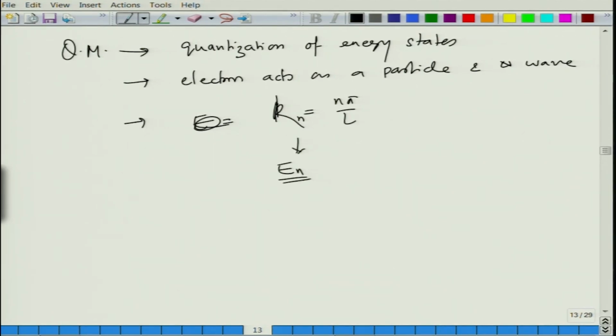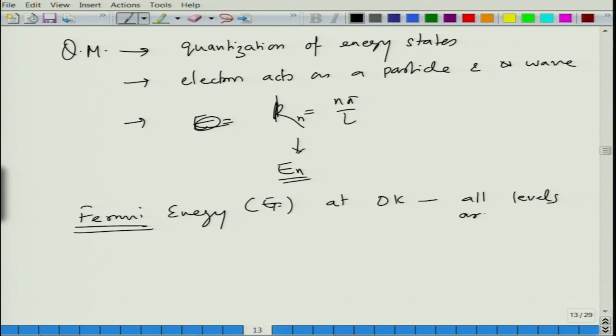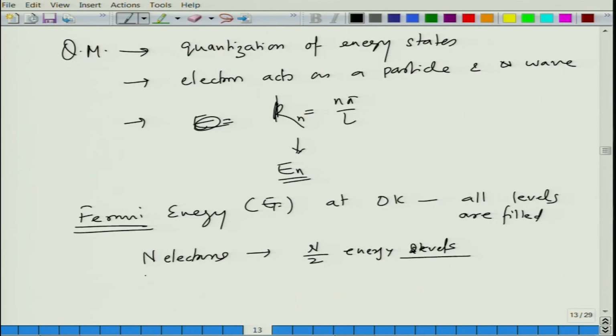And then we said that there is a Fermi energy up to which all the levels are filled at 0 K. So if you have n electrons, you are going to require a minimum of n by 2 energy levels, because each level can hold 2 electrons, spin up and spin down. So if you have n electrons below EF at 0 K, you are going to have n by 2 energy levels. And of course you have empty energy levels above EF also, which get occupied as you increase the temperature, which is the point of discussion in the next lecture.